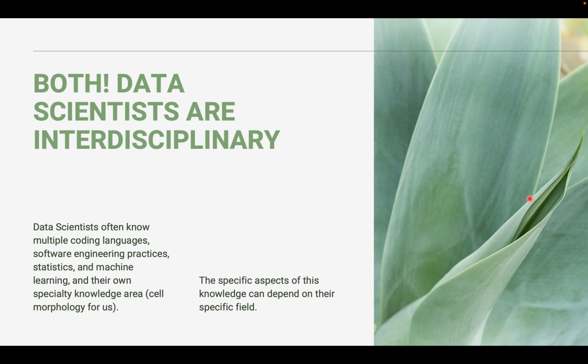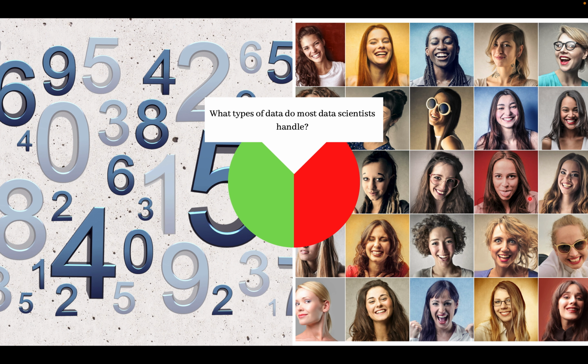It's both. Data scientists are interdisciplinary. There are data scientists who know a ton of coding languages. I myself practice in about 3 now. They know a lot of software engineering practices, or they're data scientists who are mainly into statistics or mainly into learning and bring in their own specialty knowledge area, such as cell morphology, to us. I think it's the really amazing interdisciplinary work of data scientists that makes the role so cool. But it's going to depend on where you're working and what field you're working in.